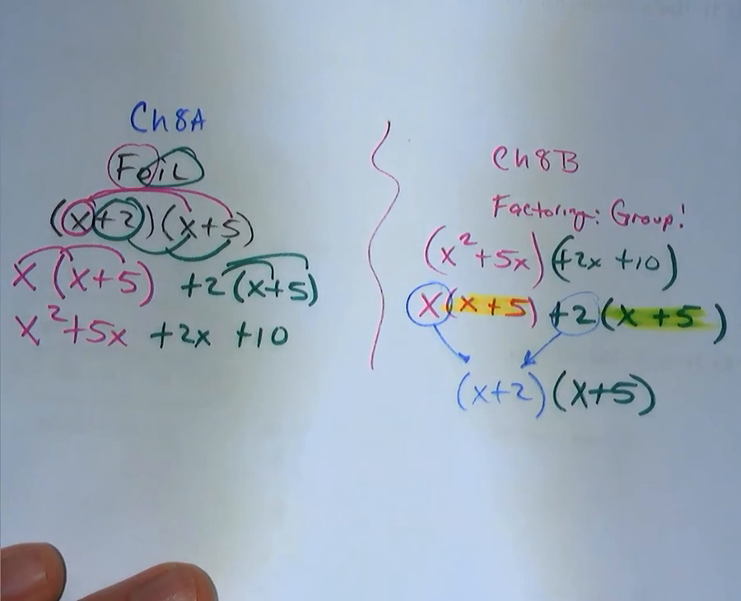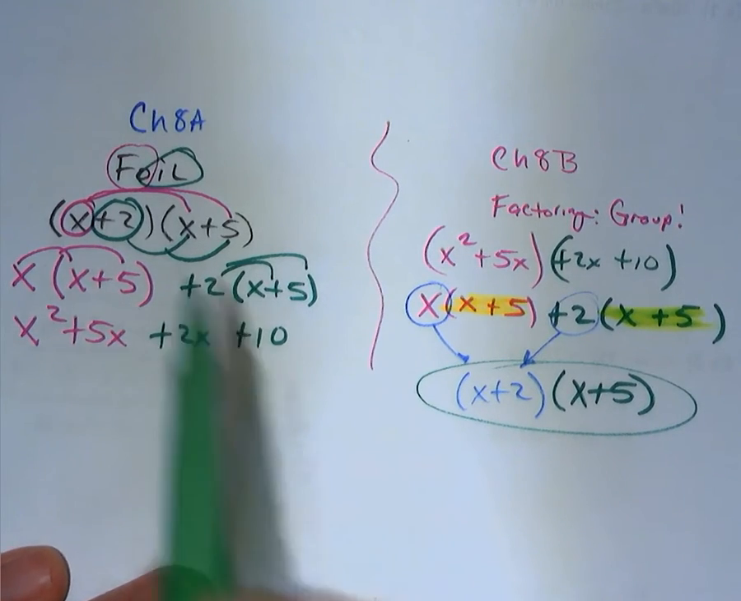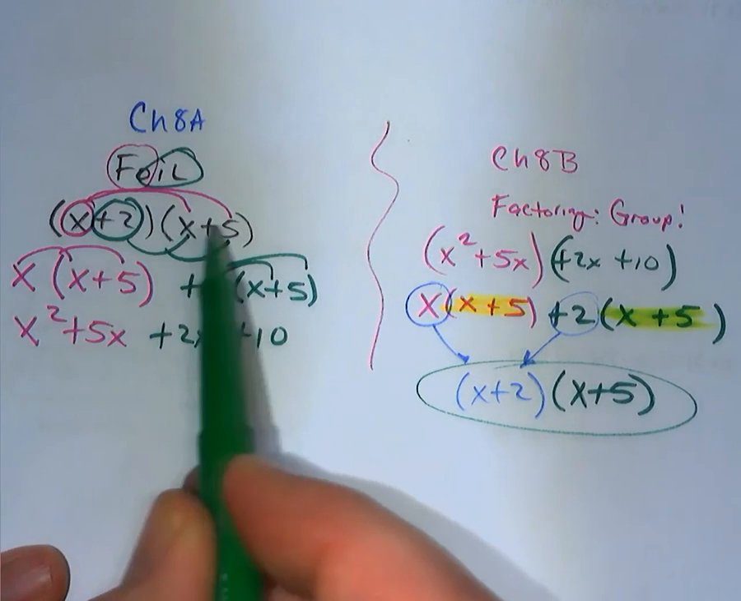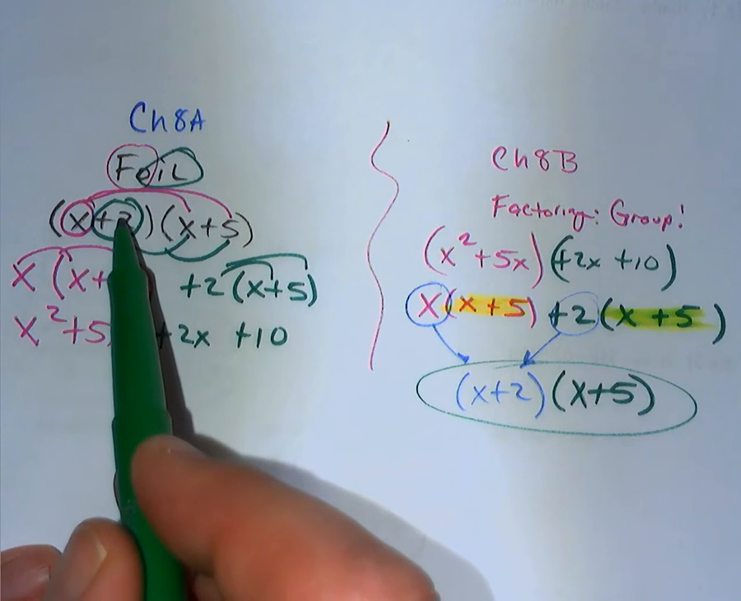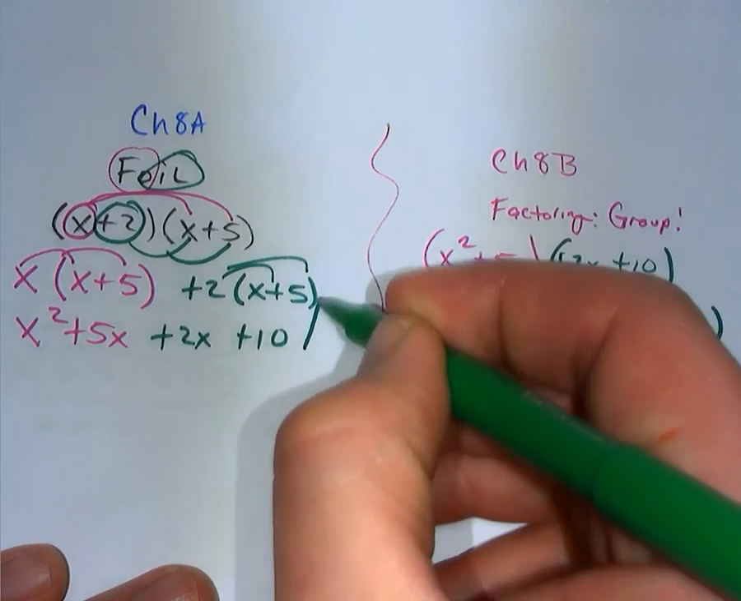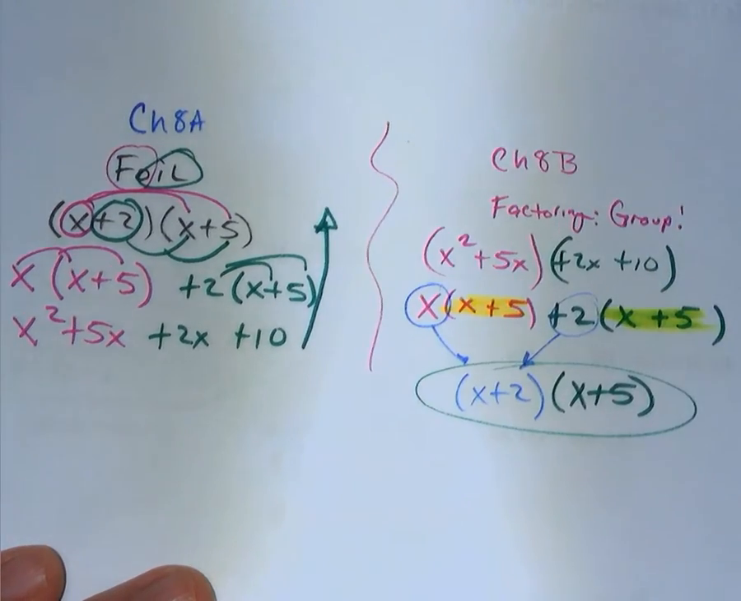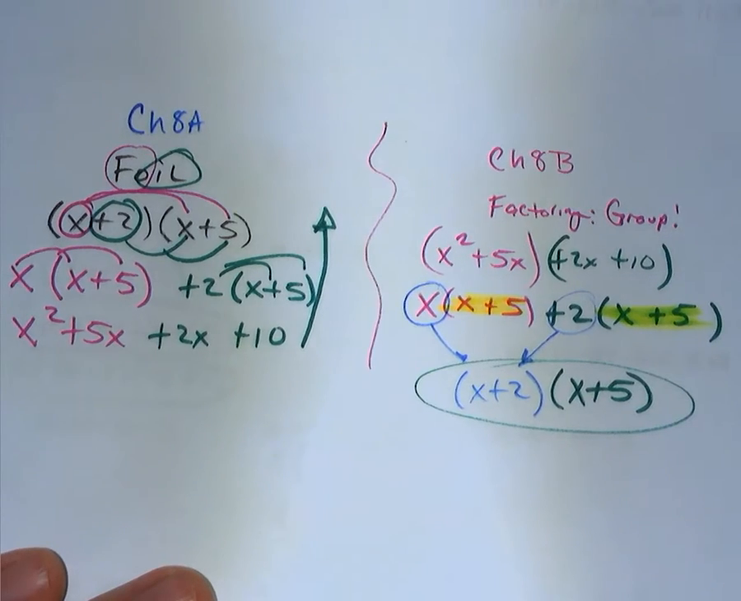And the reason why we can do that is because of how FOIL works. When you take a binomial times a binomial, you're taking x times x plus 5, you can rewrite it like this. And when you're taking your inners and lasts, you're taking 2 times that, we can write like this. We're essentially going in reverse order when you're factoring. Does that make sense? All you're doing is you're doing FOIL, but in reverse order.